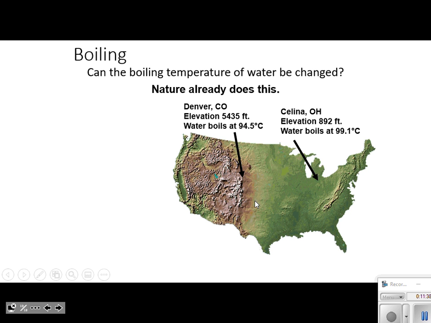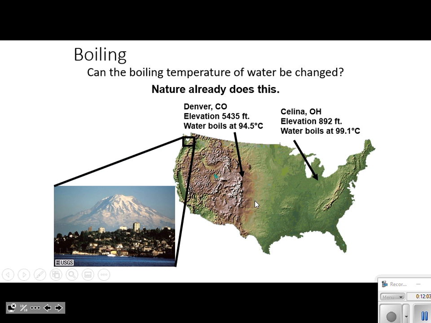Denver, Colorado. Okay? Denver, Colorado has a much higher elevation. It's down there in the Rocky Mountains. Its elevation is 5,435 feet. So in Denver, Colorado, that water will boil at 94.5 degrees Celsius.